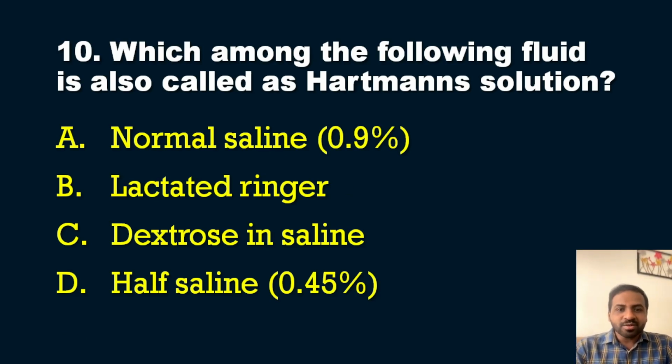So what is the answer? Which solution is called the Hartmann solution? To confuse you, they have given options like A and D, the half saline or normal saline. So don't be confused. You know that the answer for this question is option B, that is lactated Ringer. Ringer lactate is otherwise known as Hartmann's solution.